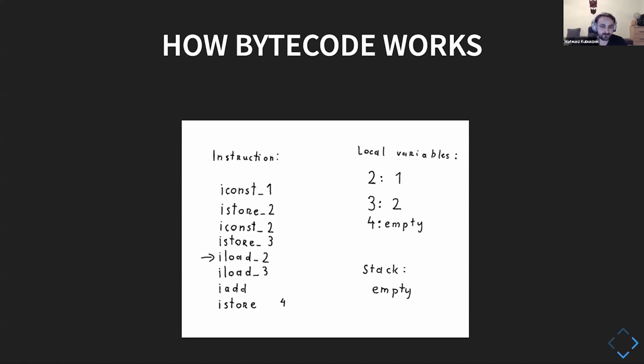So in order to add them together, first we have to load the values to the stack again. The instruction is, first iload_2 is loading the integer from the second variable to the stack. Then we are loading the integer from the third local variable to the stack. So now we have two of them, and we see that when we push things on the stack, usually we put them on top of each other.